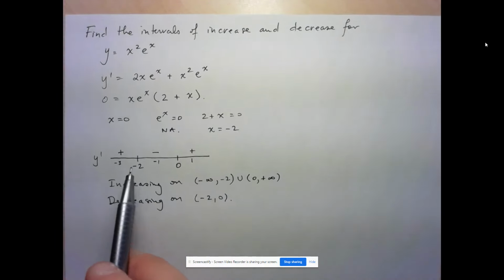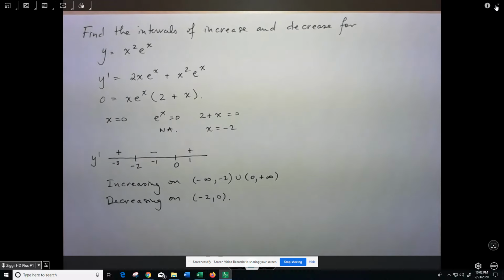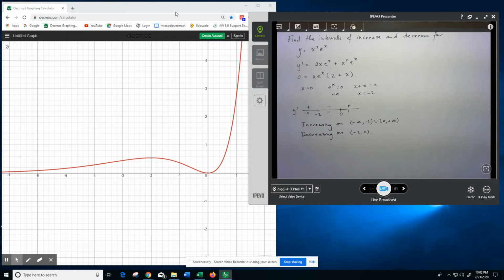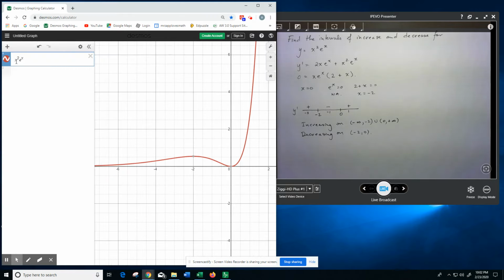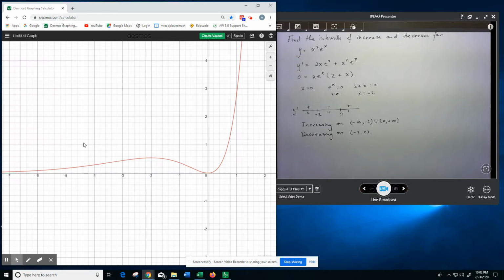Okay, if we just want to check that this is indeed correct, I've got this graphed here. So if we take a look at this graph of, just so that you see, x squared e to the x, okay, here we see that it's increasing all the way up to -2, then it's decreasing from -2 to 0, and then from 0 onward it is increasing, just as we anticipated.